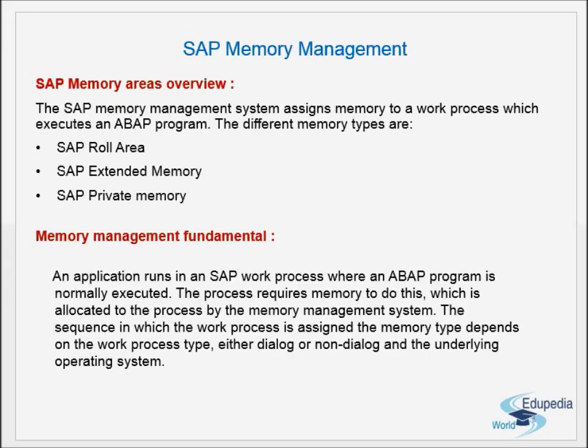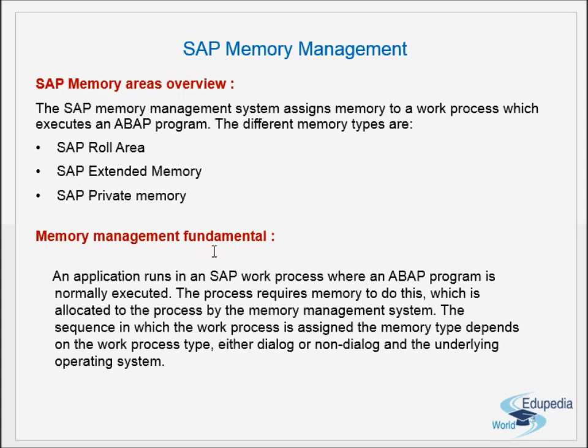All the processing in SAP is done in a work process in the ABAP system. Whenever a program has to be executed, a work process executes it, and to execute that, it needs some memory. The different types of memory present in SAP are known as the roll area, the extended memory and the private memory.